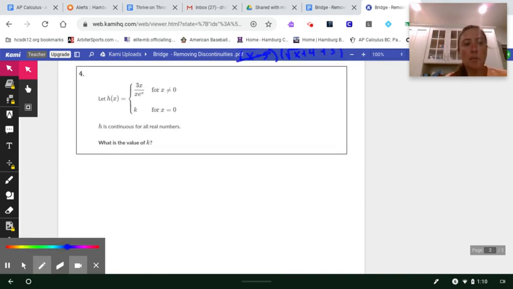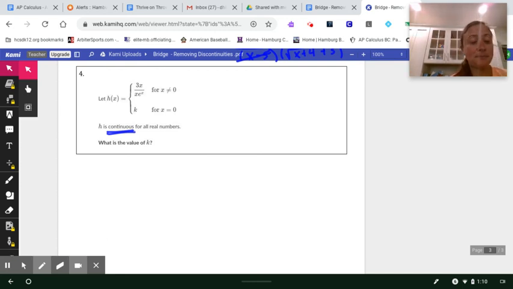So I've got one more example that's pretty similar. They gave us a piecewise function for h of x. And again, they want to know if it's continuous. So to me, the calculus word jumping off the page is continuous. So immediately, I'm taking that limit definition.